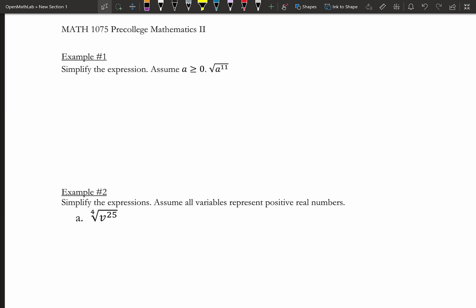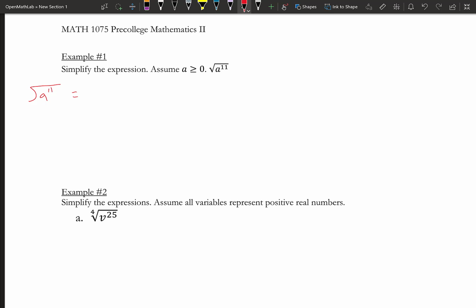All right, so now we're ready to look at some examples of this. Example 1 is simplify the expression, assuming that a is greater than or equal to 0. So we have the square root of a to the 11th, and I want to simplify this. And I know this is not simplified because the a is raised to a power bigger than the index, and the index here is 2. Remember, we just don't write that with square root. So what we want to do is simplify this.